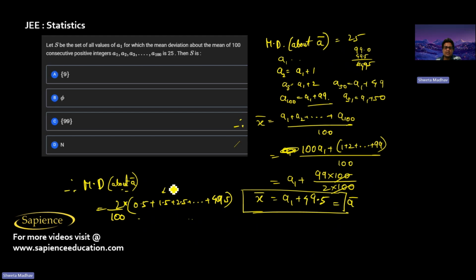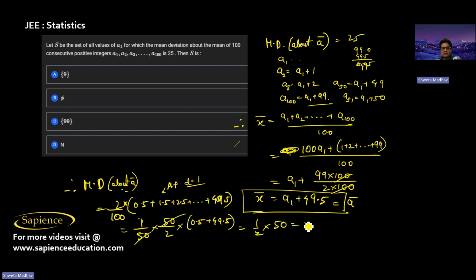Now this is an AP with common difference 1. This will be 2 by 100, that is 1 by 50, and then n by 2. There are obviously 50 terms here, going from 0 to 49. So n by 2 into a plus L. So this is 0.5 plus 49.5, so this will be 1 by 2 into 50. So this is actually 25.